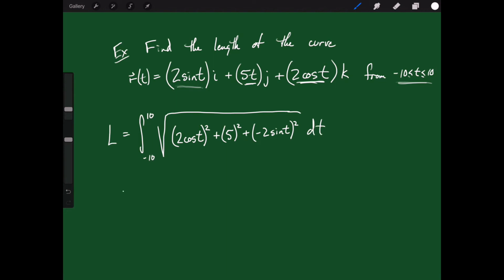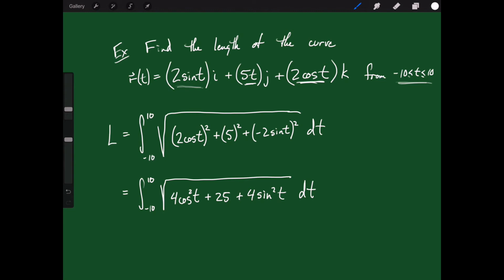Okay, let's simplify this a little bit. I have the integral from -10 to 10 of the square root of, if I square this out, I get 4 cosine squared of t plus 25 plus 4 sine squared of t, dt.